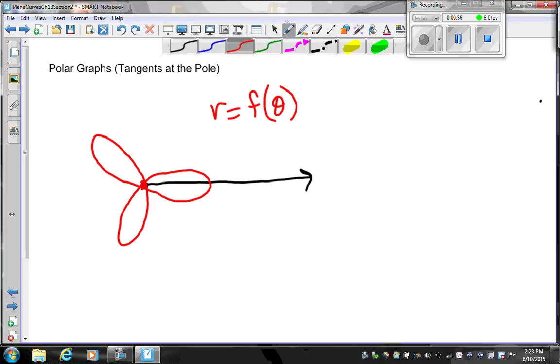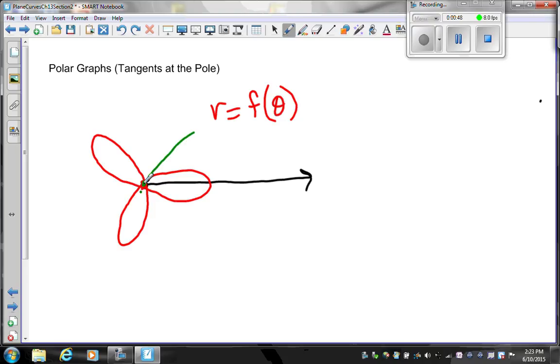And notice that if you draw the lines that are tangent to this graph at the pole, remember the pole is like the origin from the rectangular coordinate system. Here's a line that's tangent to the curve at the pole. Here's another line that's tangent to the curve. And then here's another line tangent at the pole. All three of these should go through the pole.